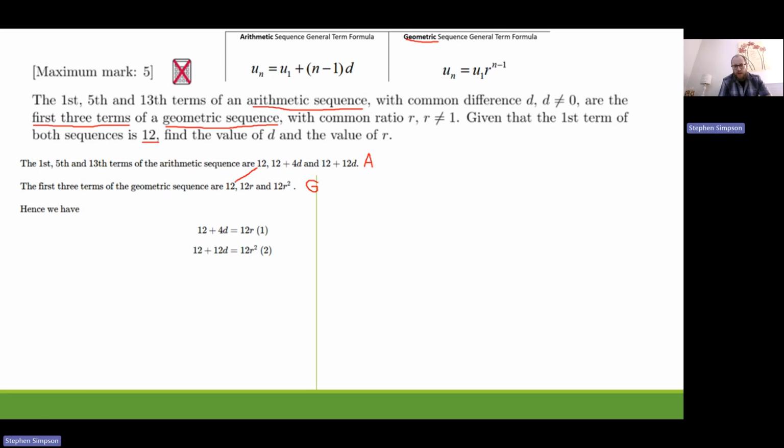And that's cool. They're both 12, but 12 equals 12 doesn't really help us solve an equation for r or d because it doesn't have r or d in it. So let's move on to the next one. We know that 12 plus 40 has to equal 12r because those are the same term. The fifth term of the arithmetic sequence is the second term of the geometric sequence. And then the 13th term of the arithmetic sequence has to equal the third term of the geometric sequence.